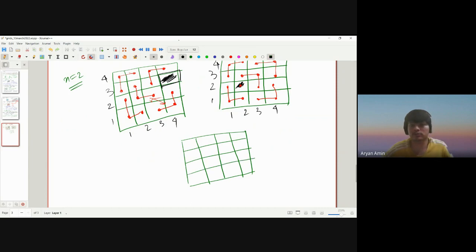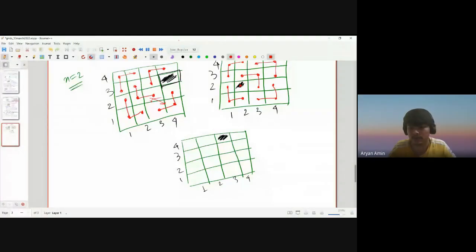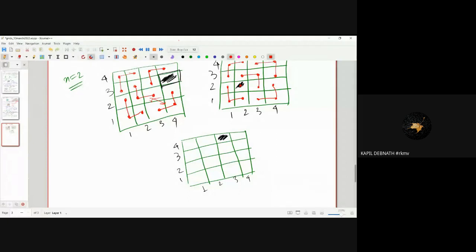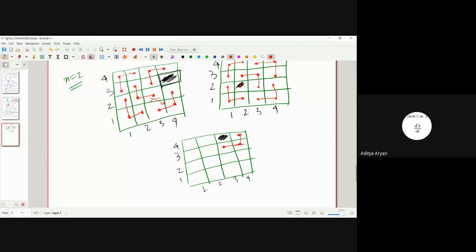Okay, this is gone. Now what do we do? We can start covering it from the upper right corner. We can cover it like 4 4, 4 3, and 3 3. Good. Then it's somewhat similar to the first case.